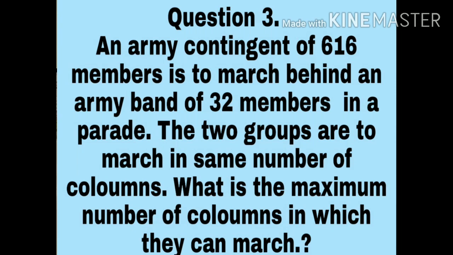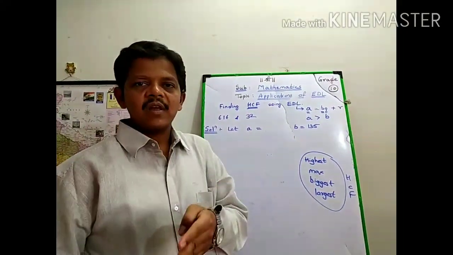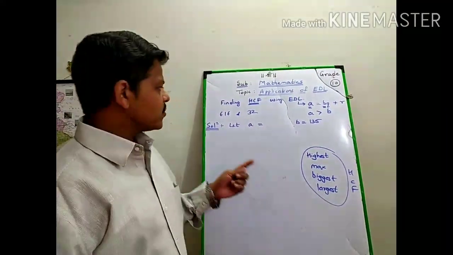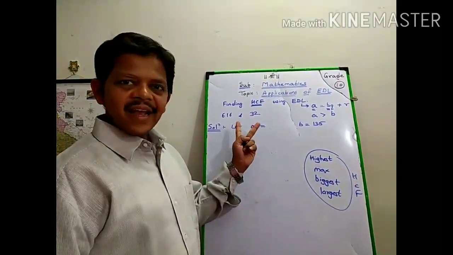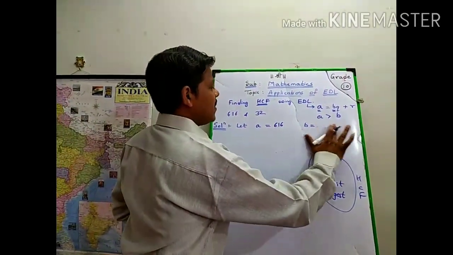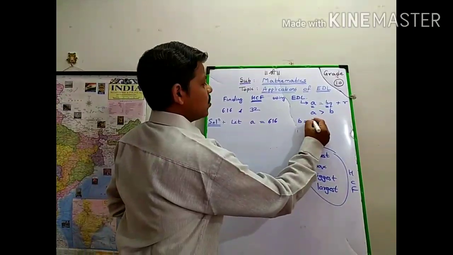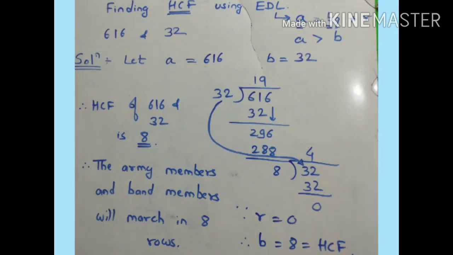So obviously, the two given integers for us are 616 and 32. We have to find the HCF of these two numbers, because we want the greatest number of rows in which they can march. So who will be A and who will be B? The bigger integer is A, so A becomes 616 and B becomes 32. We will just apply the long division method and check what happens.